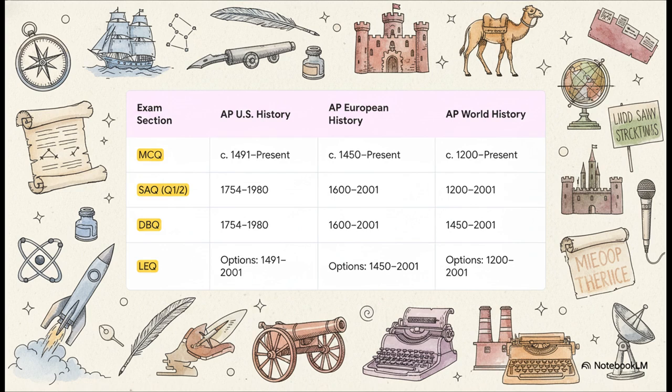See how the multiple choice section can pull from pretty much the entire course? That's your broad knowledge. But now, look at the DBQ row. For AP US History, for example, it's guaranteed to fall somewhere between 1754 and 1980. Guaranteed! That tells you exactly where to focus your deep dive studying for that essay. It's all about studying smarter, not just harder.